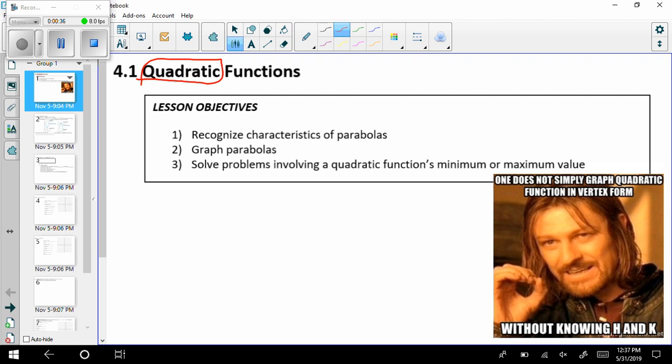function. It's kind of like if polynomials were dogs, we would be looking at a bulldog. It's a specific type. So a quadratic function is a polynomial, but we're only going to look at quadratics in this first section. So the objectives, we're going to recognize characteristics of parabolas, we're going to graph them, and then we're going to do an application problem.